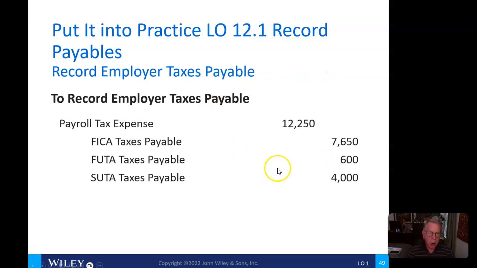And not to forget our employer taxes. Here we have payroll tax expense for $12,250. That includes FICA taxes, both FICA Medicare and FICA Social Security, as well as FUTA taxes and SUTA taxes.